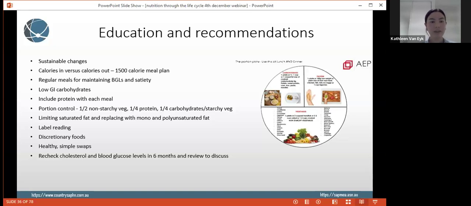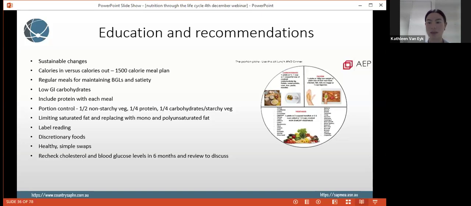Protein with each meal. So that also helps John to feel more satisfied and full throughout the day. It also helps him to maintain his muscle mass, because with our education, we're looking at weight loss. So if John's not getting enough protein, he'll most likely be losing more muscle than he needs to, which we don't want. So we want to maintain as much muscle as we can.